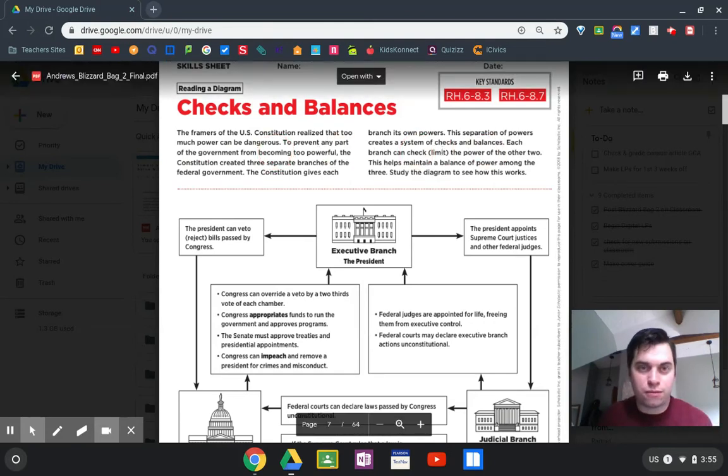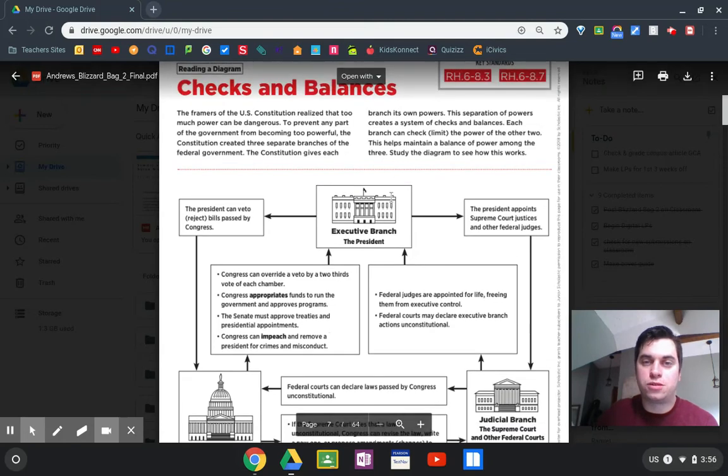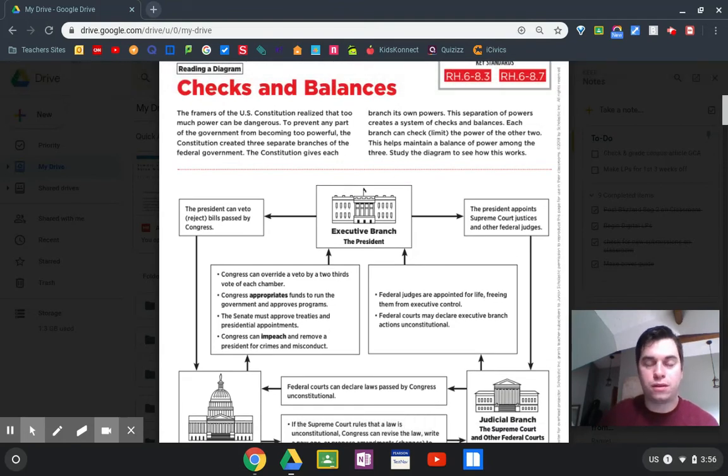It talks about how the framers of the U.S. Constitution, not the farmers, but the framers, the people who made the Constitution and made the government what it is, realized that too much power can be dangerous. To prevent any part of the government from becoming too powerful, the Constitution created three separate branches of the federal government. The Constitution gives each branch its own powers, and that's really what the last Blizzard Bag packet examined: each branch and what their powers, responsibilities, and roles were. This separation of powers creates a system of checks and balances. That's the key concept here for the first assignment, the new ZLA, and this assignment, the Junior Scholastic.